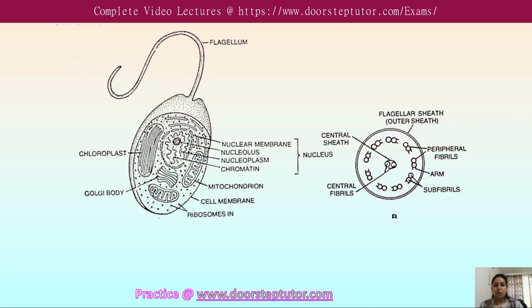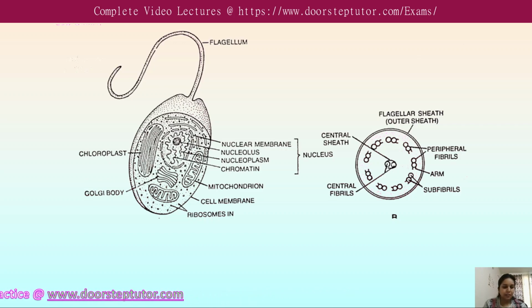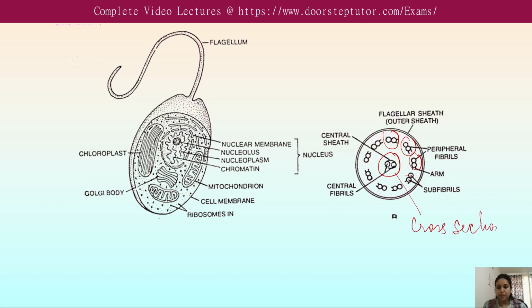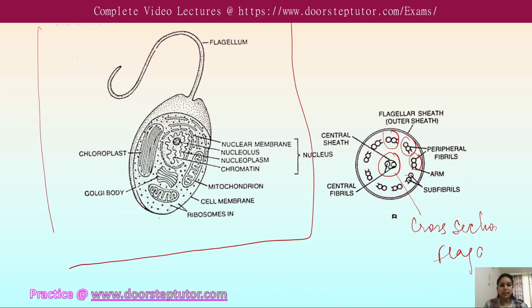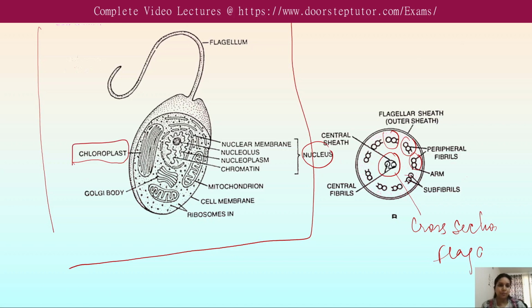Like in this diagram, we can observe the 9 peripheral doublets, while the central fibers are present in the middle. These are the cross section of the fibrils of the flagella. This is the whole structure of the Protista, and we can see it has a complete nucleus with a well-defined nuclear membrane, the nucleolus, the nucleoplasm, and the chromatin. They have the chloroplast, which is a characteristic of plants, due to which they perform photosynthesis, and also other membrane-bound organelles such as the Golgi bodies, ribosomes, and mitochondria. These are present in the Protista.